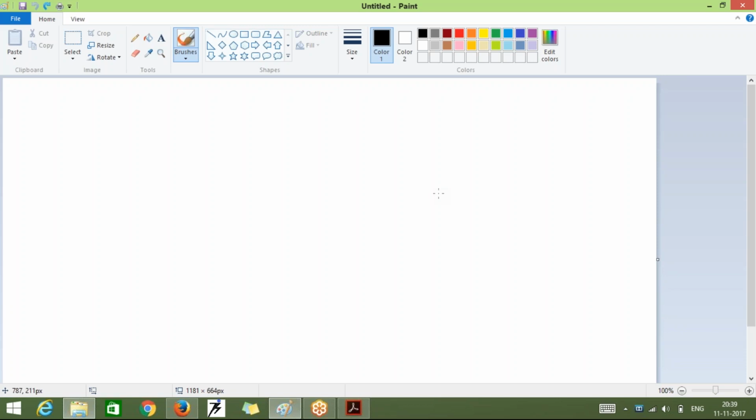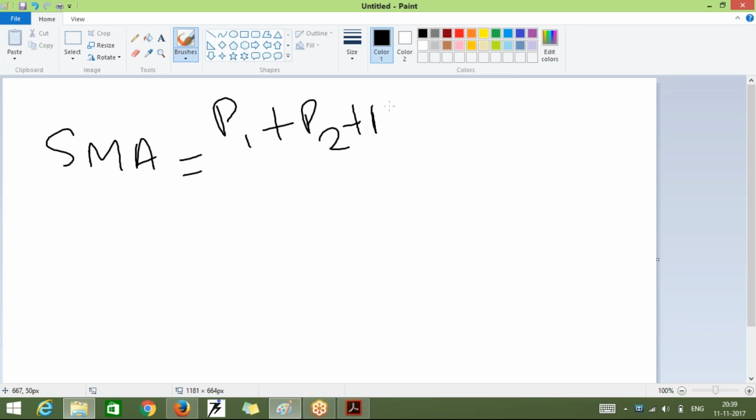So what simple moving average takes into consideration is it makes an average of n periods. So what SMA does is exactly, SMA is equal to, we are taking n periods into consideration and averaging out the price of n periods. So the formula is P1 plus P2 plus P3, and this goes on to Pn, which is being divided by n.